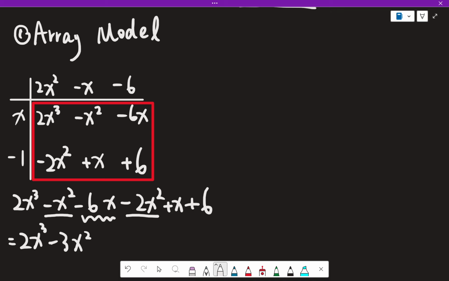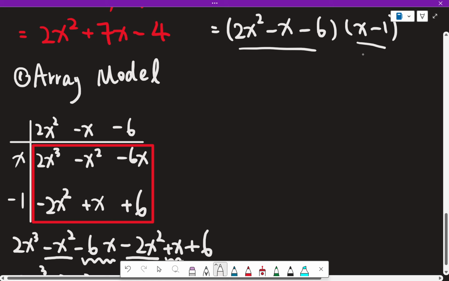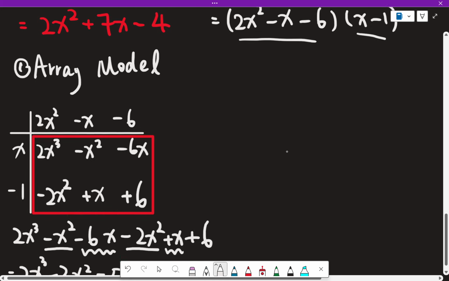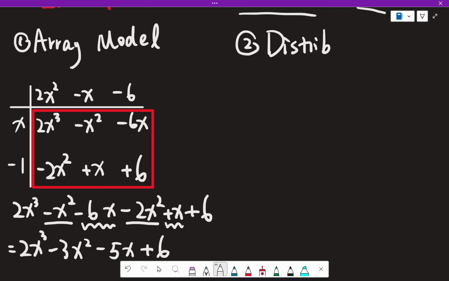Do you have like terms for this -6x? Yes, we do have a like term here. So negative 6x plus x, we will get negative 5x. And last, we have this constant term right here. So this is the result of the multiplication of this trinomial and this binomial, which is the multiplication of these three binomials right here. So we get this. And next, let's try distributive property to see if we get the same answer.